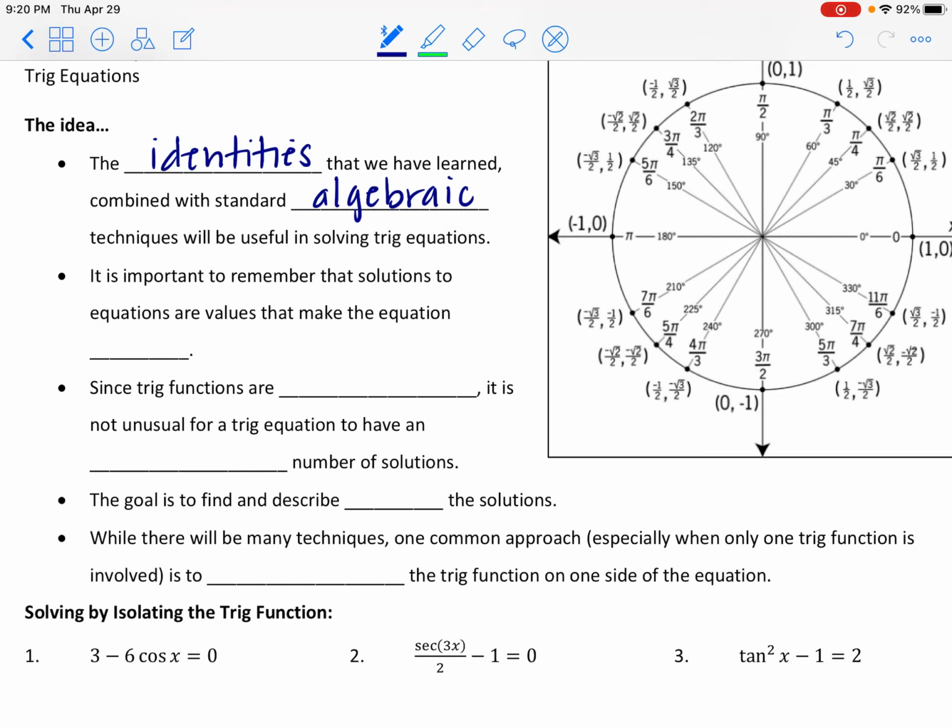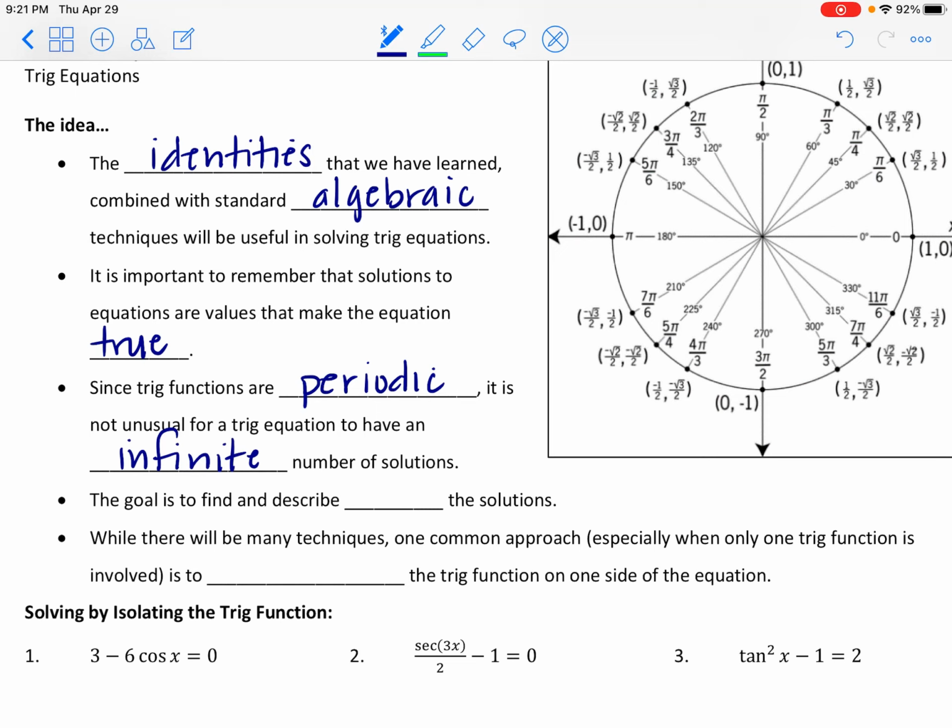Now it's important to remember that when you're looking for the solution to an equation, you're looking for a value that when you plug it back in makes that equation true. Now trig functions are periodic, so they just continue to repeat over and over, and what we could see is an infinite number of solutions for our trig equation. We could have a solution that repeats as far as our trig function repeats. So it's not unusual for a trig equation to have an infinite number of solutions.